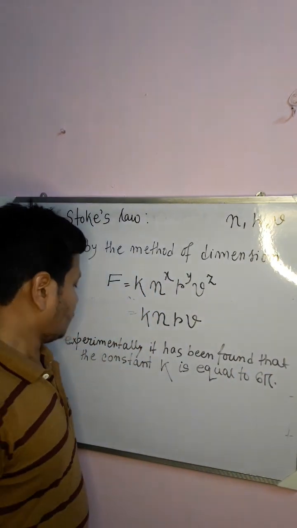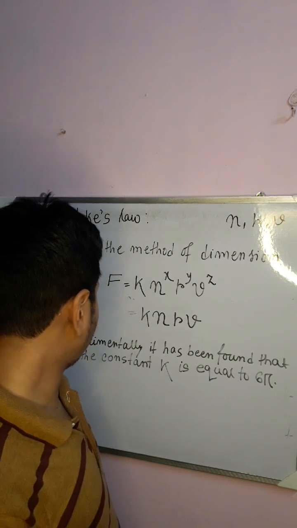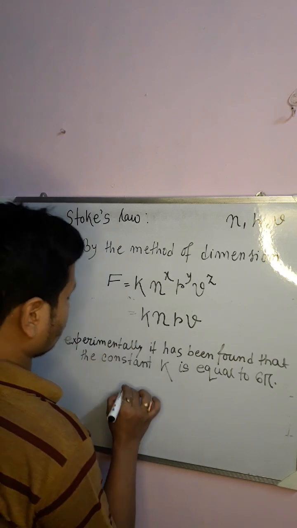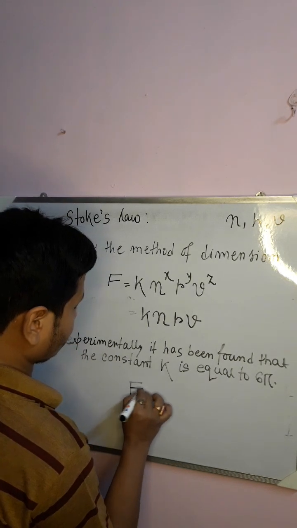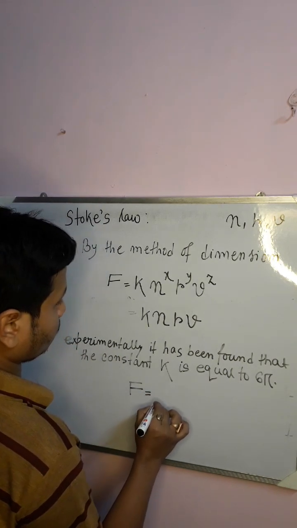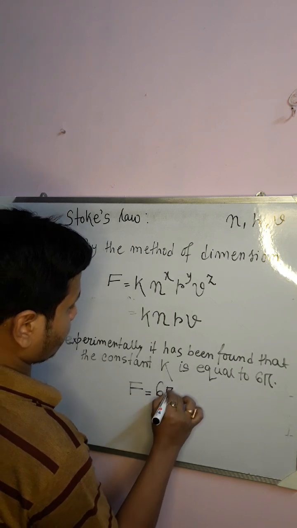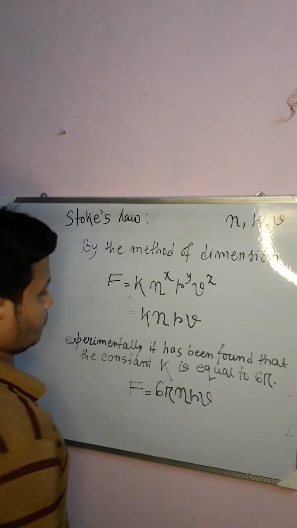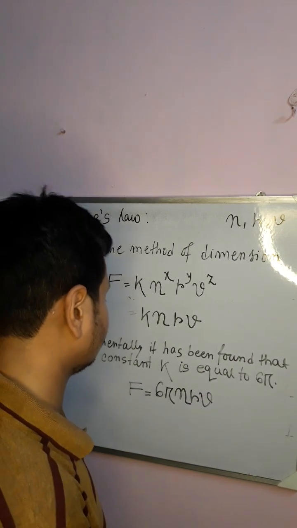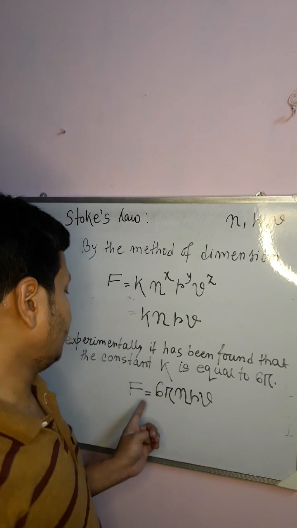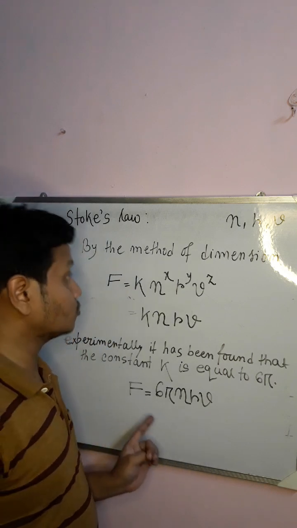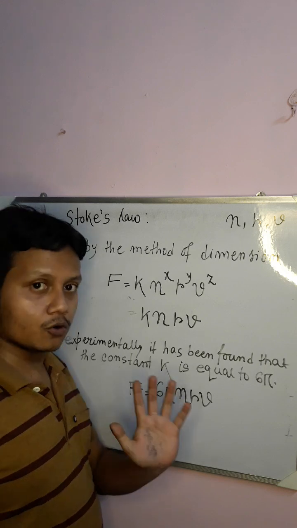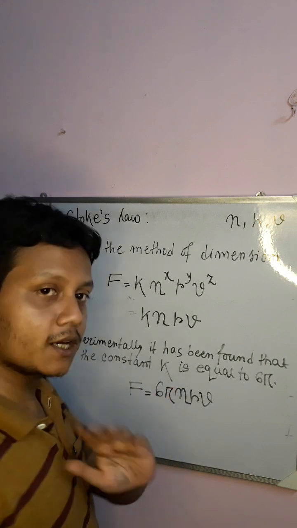Experimentally it has been found that the constant k is equal to 6 pi. So what will be my F? This is equal to 6 pi eta r v. Okay, F equals 6 pi eta r v. So this is Stokes law. Thus we see that the formula is correct.